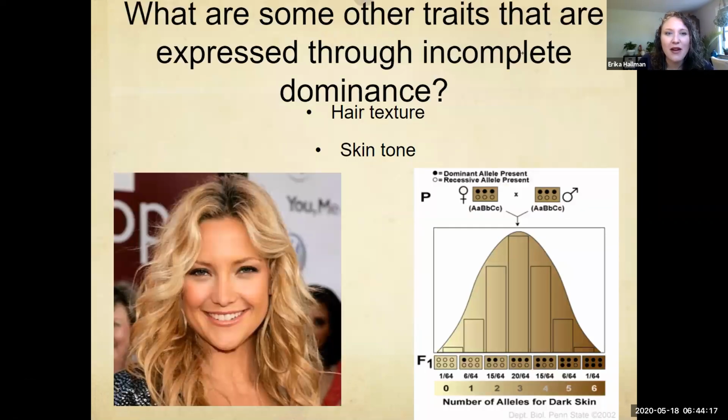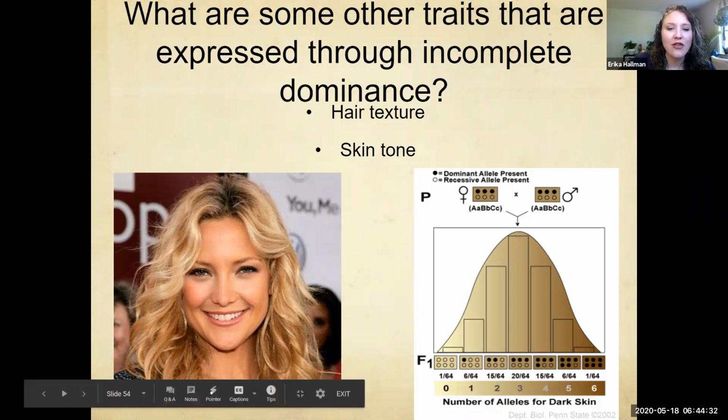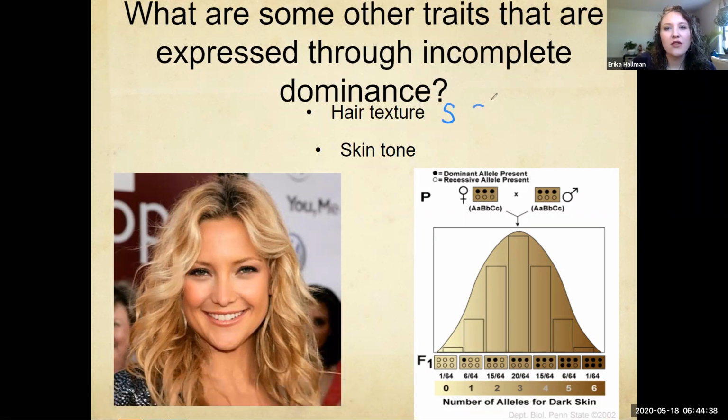All right, so let's talk about human traits, because snapdragons are fine, but we want to know about ourselves. We're interested about human genetics. So other traits that we have that are expressed through incomplete dominance is hair texture. So the way that we kind of describe hair texture is that there really are two different kind of alleles for hair texture. There is what we call smooth and there is curly.